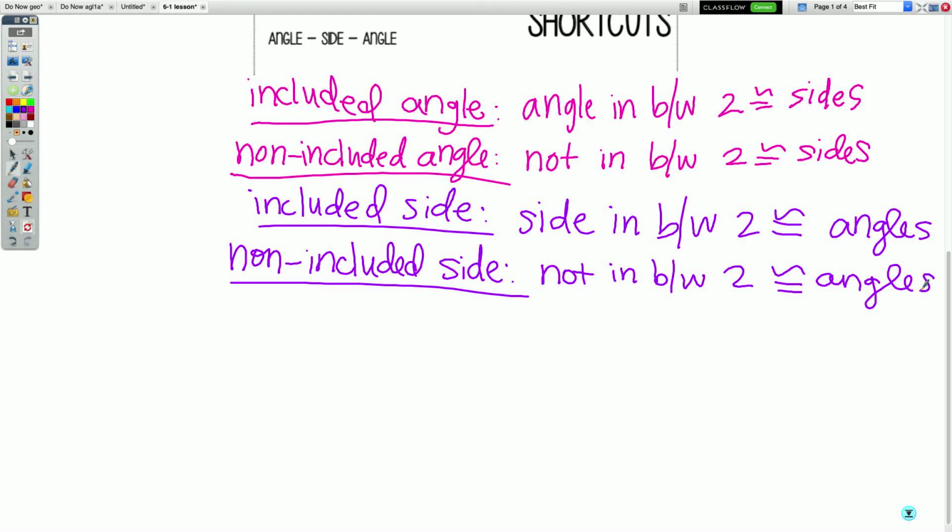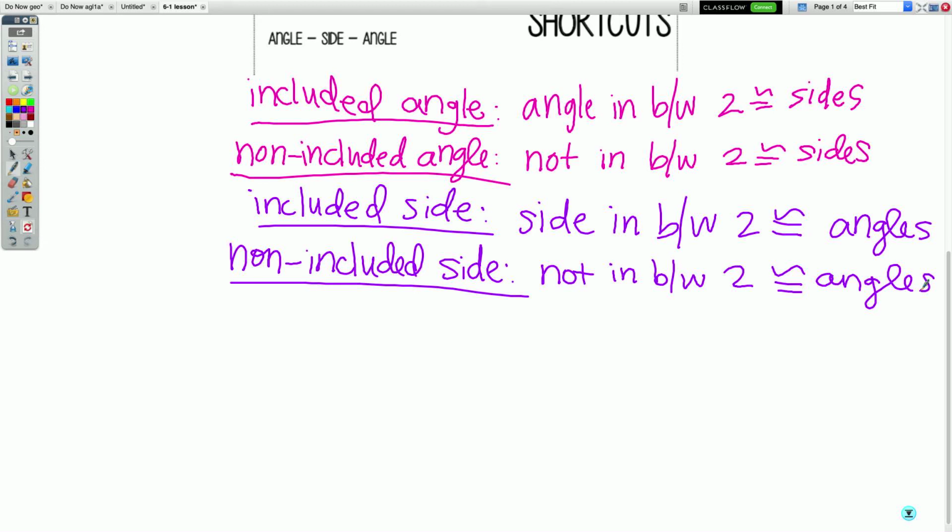Okay, when you're done, if you can open that top tab that says SSS. SSS stands for, what do we see on that tab? Side, side, side. So we're going over, there's 5 ways to prove that 2 triangles are congruent. So that was our learning goal. We're proving 2 triangles are congruent.